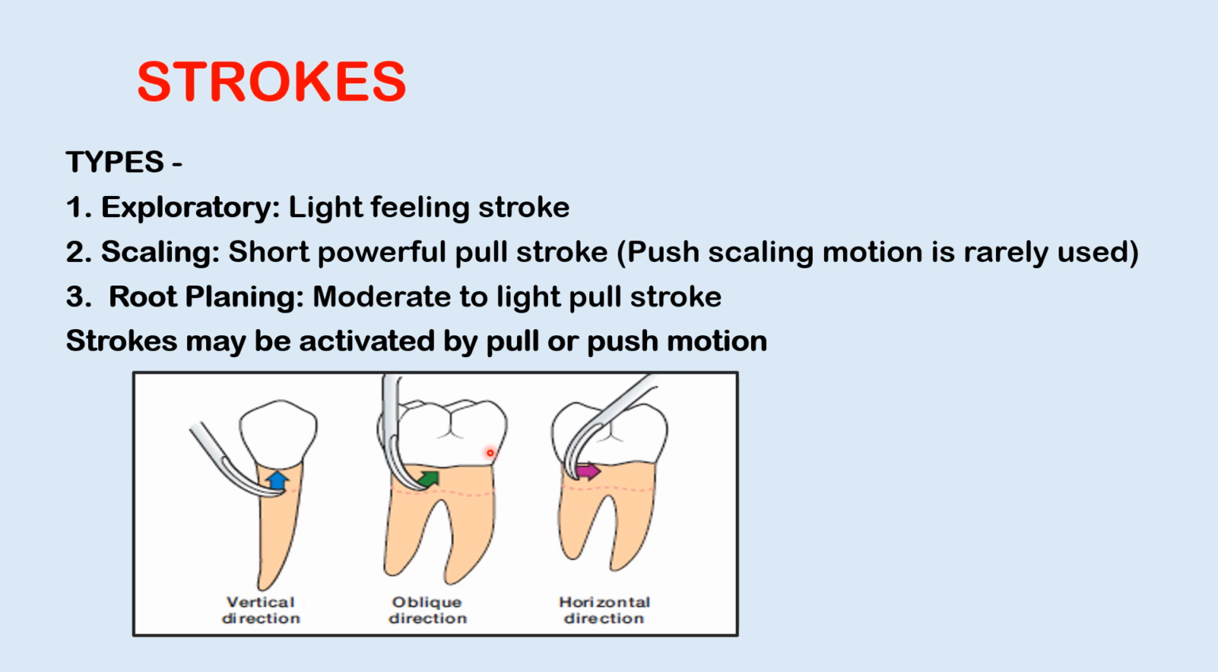So the vertical and the oblique strokes are the most frequently used strokes, whereas the horizontal stroke is selectively used on line angles or deep pockets where vertical and oblique strokes cannot be used properly.